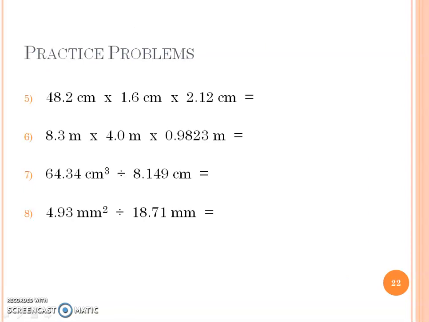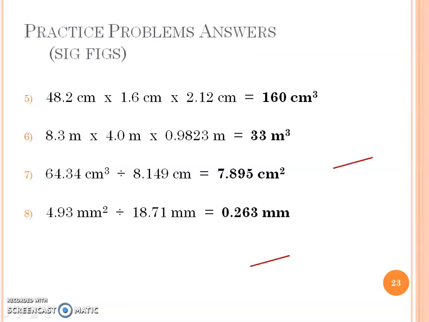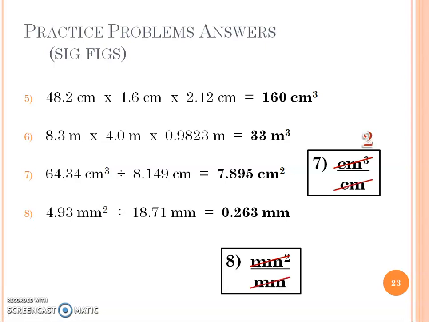So can you do 5 through 8? Again, we're multiplying or dividing. And check your units as well. So hopefully that makes sense. Oh, I have those things there. I guess I didn't look this over before I played it.